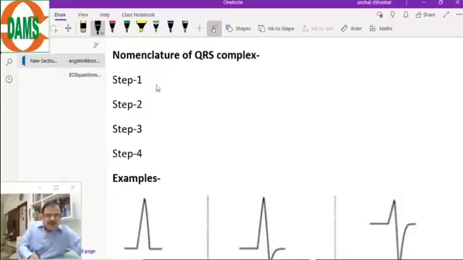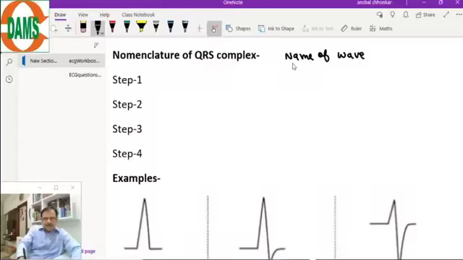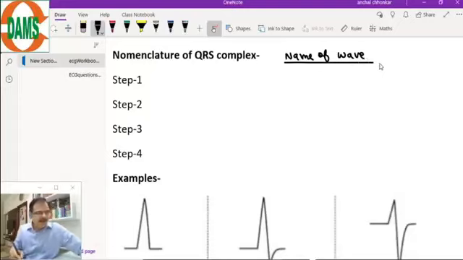Now come to step number 1 of nomenclature and naming of the wave. Step number 1 is always, whenever you are seeing the QRS complex, first step is identify the first positive wave.